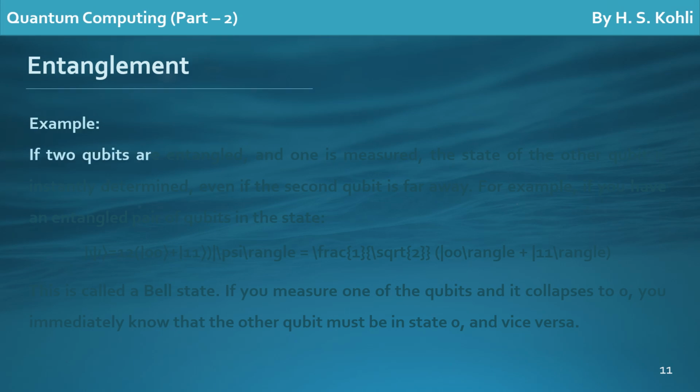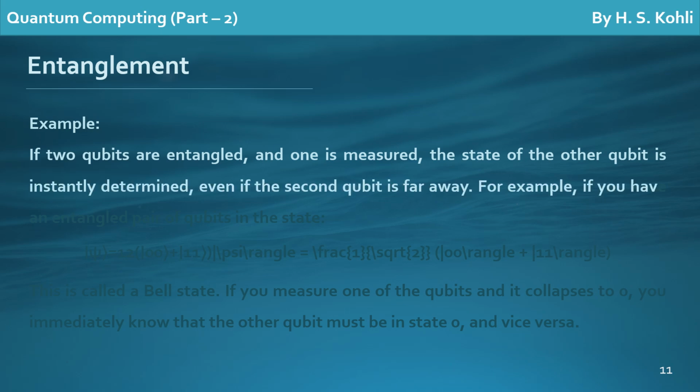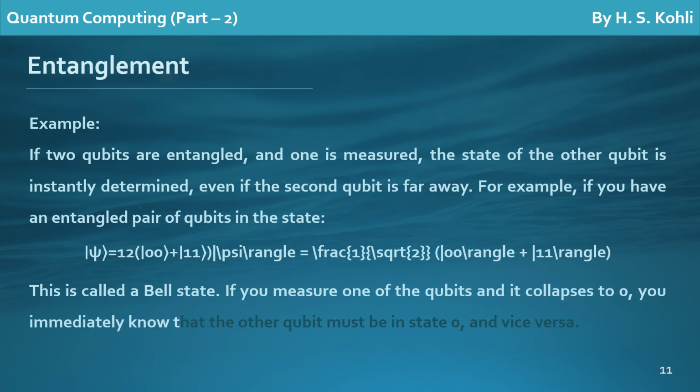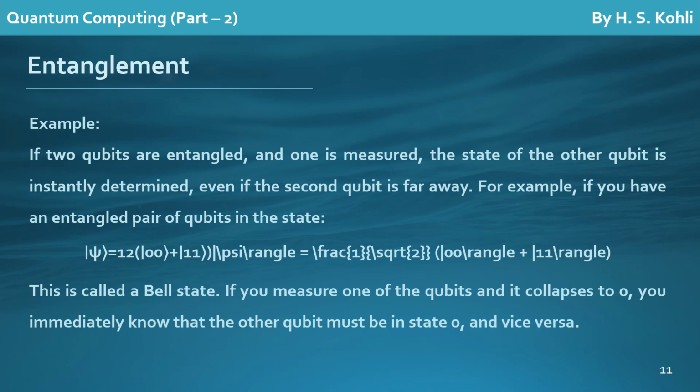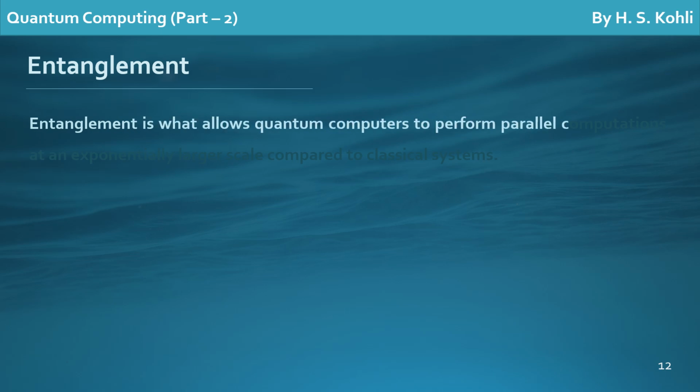Example: if two qubits are entangled, and one is measured, the state of the other qubit is instantly determined, even if the second qubit is far away. For example, if you have an entangled pair of qubits in this state, it is called a Bell state. If you measure one of the qubits and it collapses to 0, you immediately know that the other qubit must be in state 0, and vice versa. Entanglement is what allows quantum computers to perform parallel computations at an exponentially larger scale compared to classical systems.